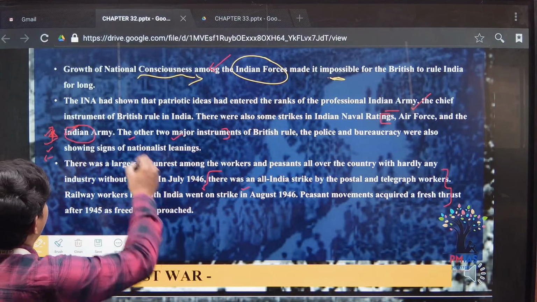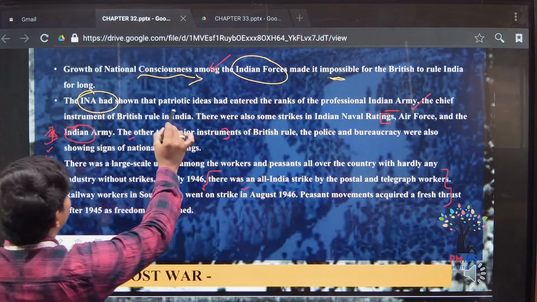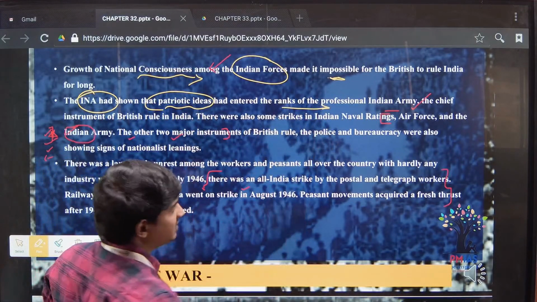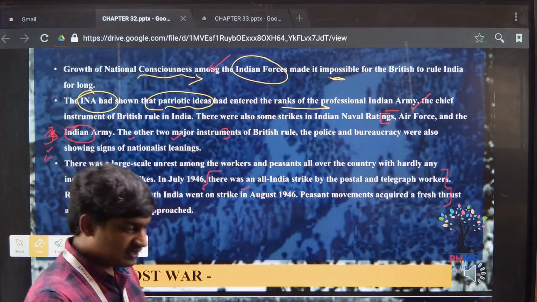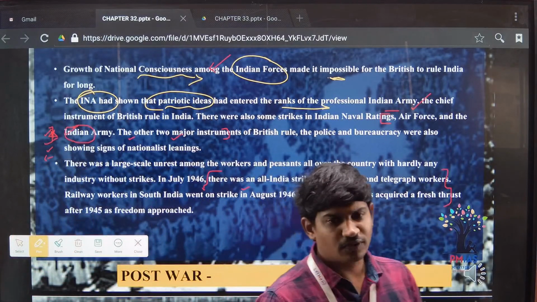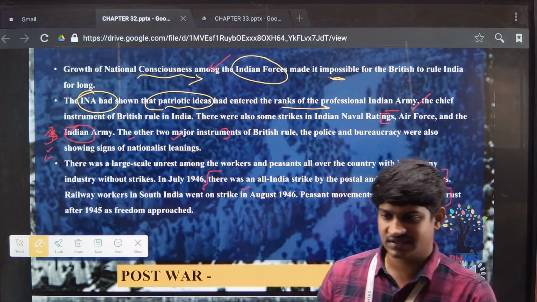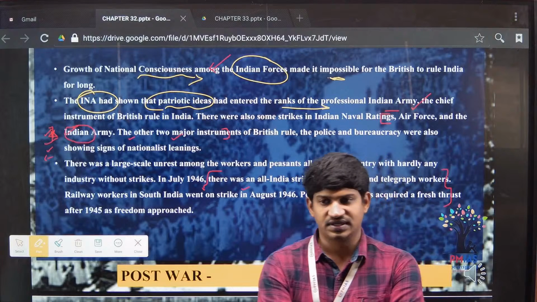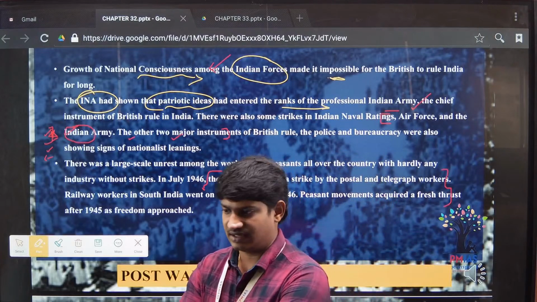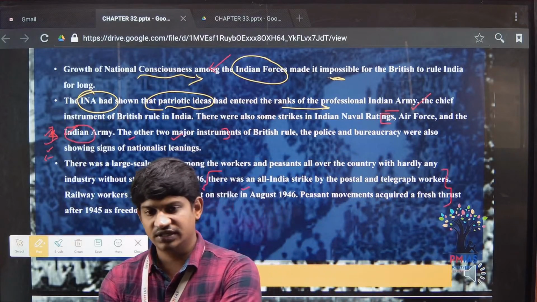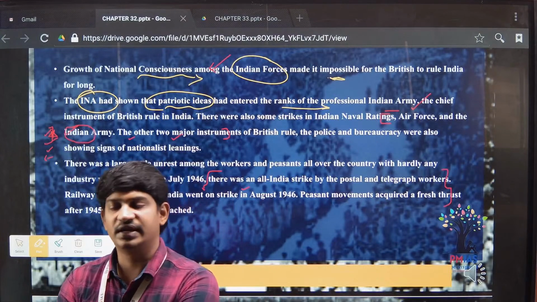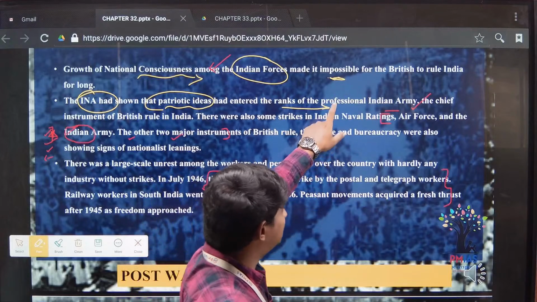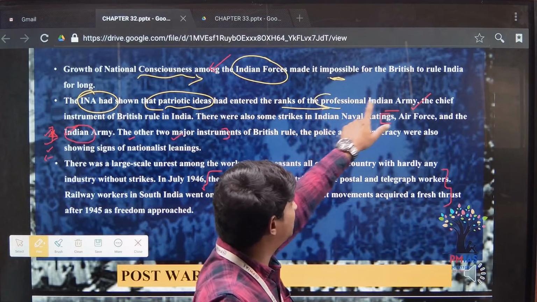Okay, so the INA had shown the patriotic ideas and entered the ranks of the professional Indian army. So in India, இப்போ political leaders jail-ல இருந்து release ஆகி வராங்க அப்படின்னா they will carry out the political activities, the constructive programs, etc. The soldiers from the Indian National Army release ஆகி வராங்க அப்படின்னா they will take care of their own duties. That is, they have joined the professional Indian army.